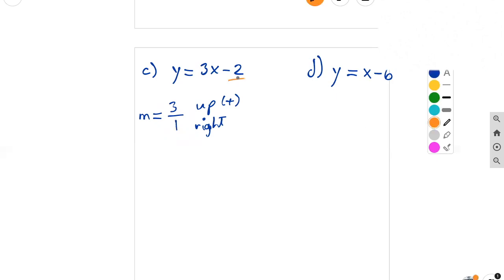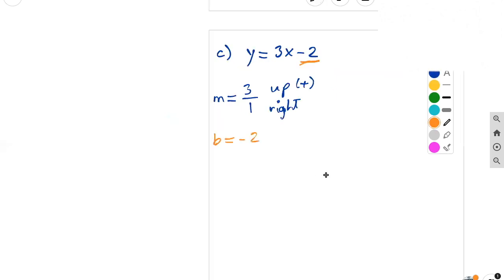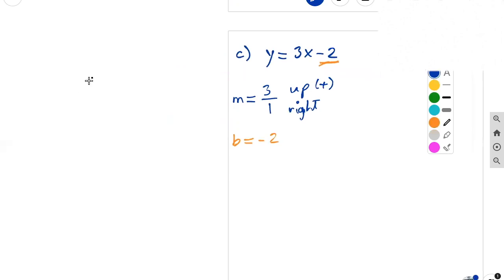My y-intercept this time has a negative on it. So I just have to make sure I go to the y-axis at negative 2. So right here at negative 2, that's where I have my y-intercept. And it's from this point that we're going to go up 3 and then 1 to the right. So keep that in mind. Up 3 from negative 2.